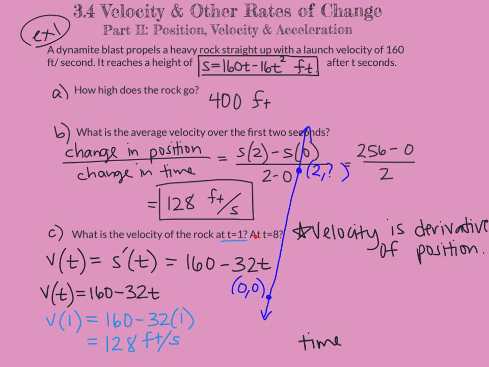Let's see what the velocity is at 8 seconds. That means we have to plug in 8 to our velocity function. So when we plug in 8, we'll have 160 minus 32 times 8. And that equals negative 96 feet per second.